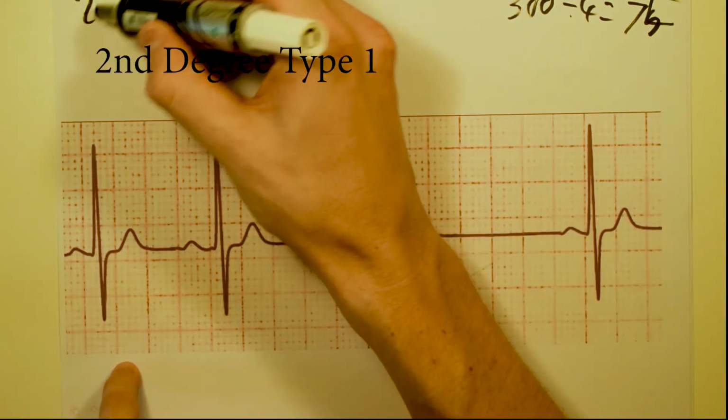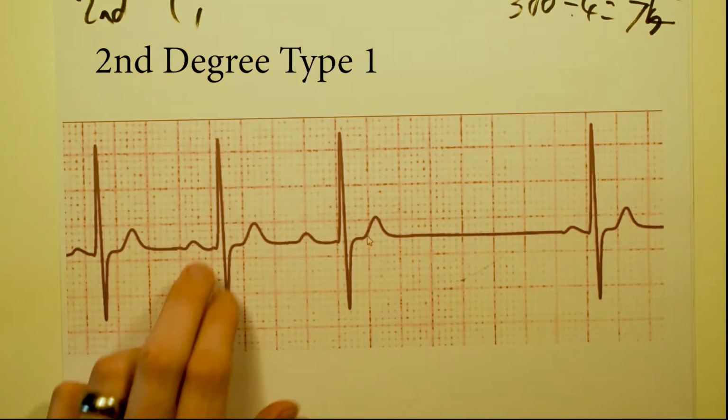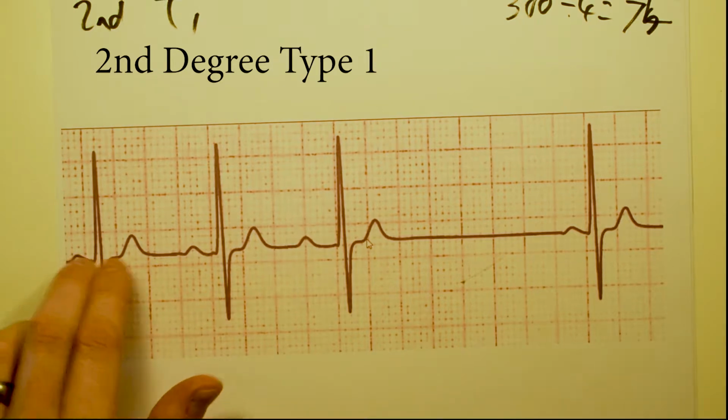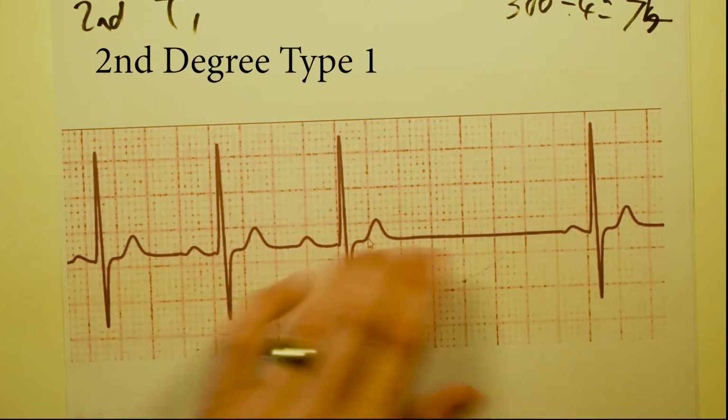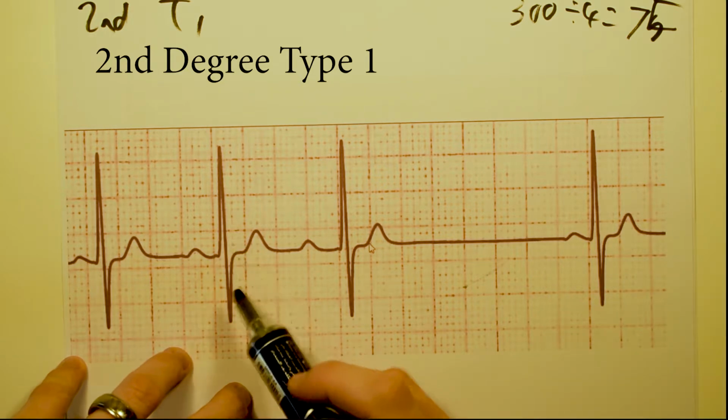So what we have here is a second degree type 1. What's happening is that the PQ interval is normal, and then it gets prolonged, and then it gets prolonged, and then it drops completely, and then it starts again. So that is a classical second degree heart block type 1. You can see that the QRS is normal.